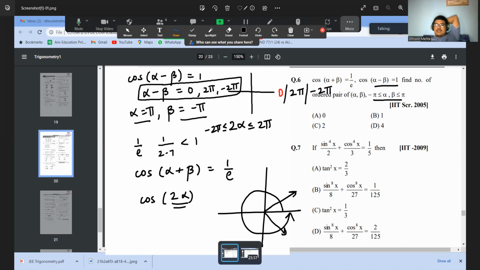I'm saying that from 0 to 2 pi, in one rotation, for how many such angles will cos of 2 alpha be 1 upon e? There will be two such angles, one in the first quadrant, one in the fourth quadrant. And when we go in the negative direction, how many angles will there be from 0 to minus 2 pi? Again 2. So total 4 solutions. 4 such ordered pairs are possible.